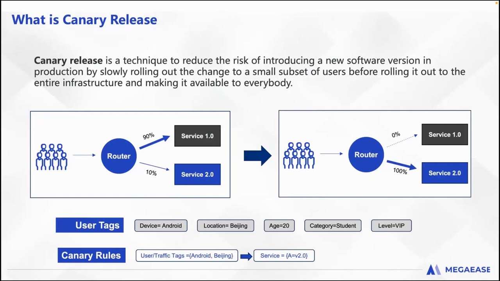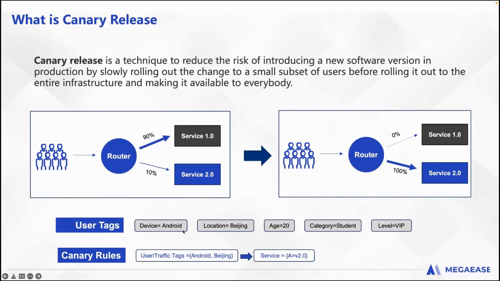Throughout the testing process, we can label the traffic with various business tags, such as Android devices, location of Beijing, etc. Also note that user tags should not use IP addresses, which are inaccurate and inconsistent. Then we can specify canary traffic rules to route a certain part of the user's traffic to a certain canary. For example, the Android user from Beijing is scheduled to the 2.0 canary version of service A.